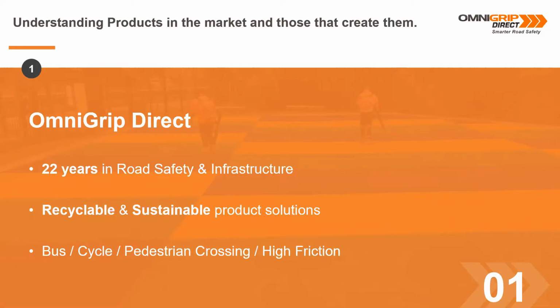We've got 22 years of experience in road safety and infrastructure, and we provide recyclable and sustainable product solutions for the market. You will find our products used in bus lanes. I'm sure you've noticed those red bus lanes around town. Green cycle lanes as well. You will find our product also used in pedestrian crossings, and then our high friction product used at dangerous roads and also dangerous intersections. I'll hand it over to Aaron, and he'll take you through the next few slides, and I'll be back soon as well.